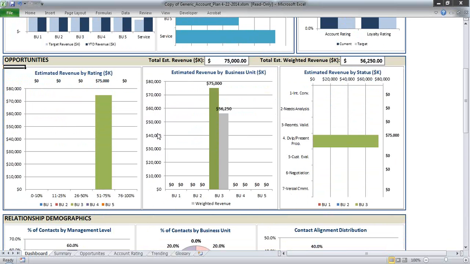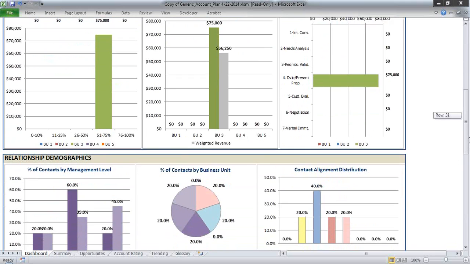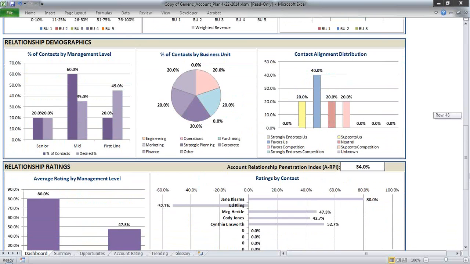And here's just a quick example of how maybe your tracking of estimated revenue by the qualifier rating, estimated revenue by business unit, estimated revenue by status of where things are in your pipeline. In addition to that, the other third critical dashboard metrics that we're going to speak to a little bit more are these whole relationship measurements and metrics about our penetration index.